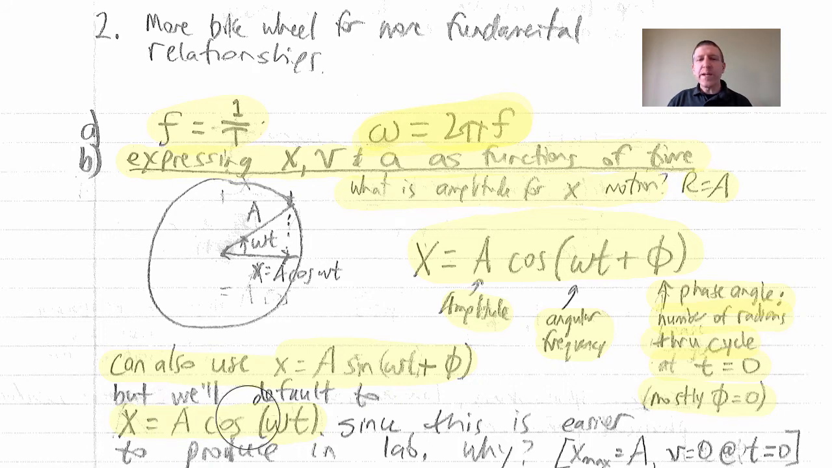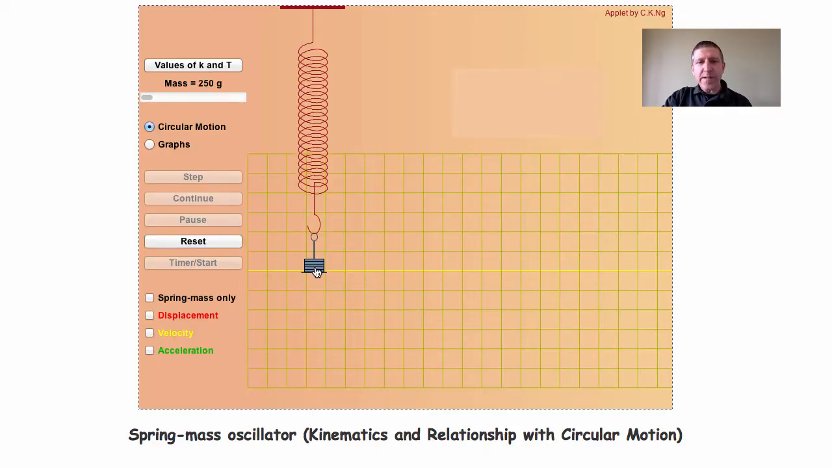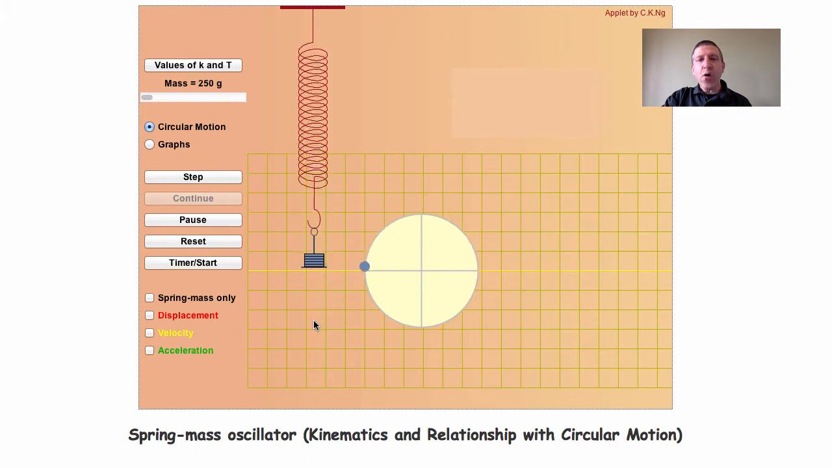And this is because this is much easier to produce in the lab. So here is why. I'm going to pull this down to the maximum displacement so that at time equals 0, what is my displacement? It's the amplitude. So let that go. At time equals 0, x or y, whatever you choose here, is the amplitude.